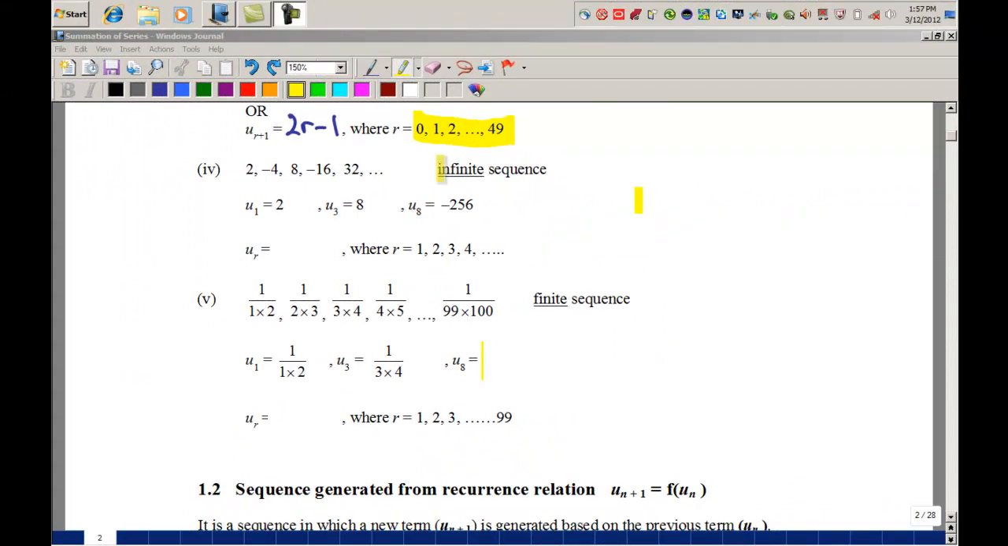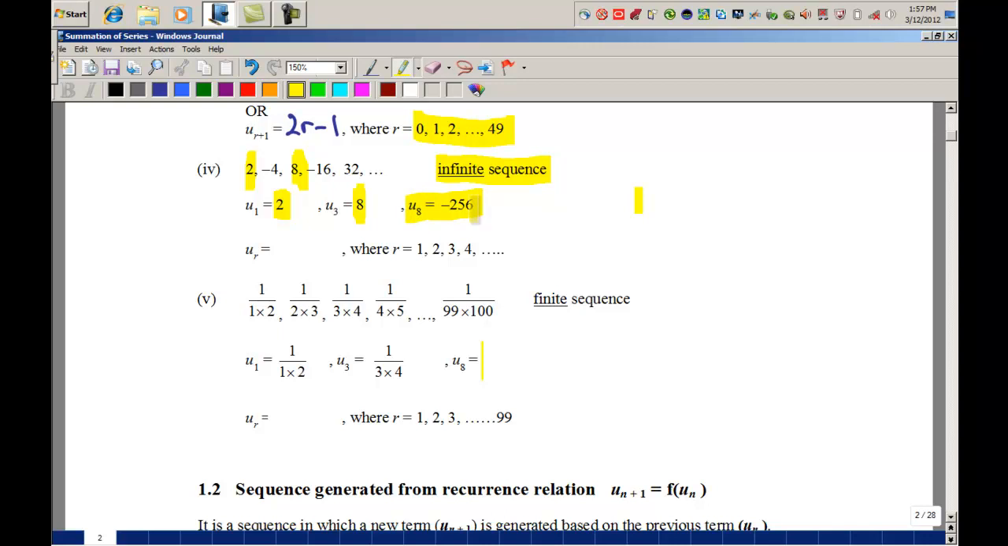Let's take a look at part 4. Now in part 4, we see an infinite sequence. It is infinite because there is no last term. And to write down the first term is pretty easy. First term is 2, the third term is 8, and if you continue the sequence of numbers, you can easily work out the eighth term to be minus 256.